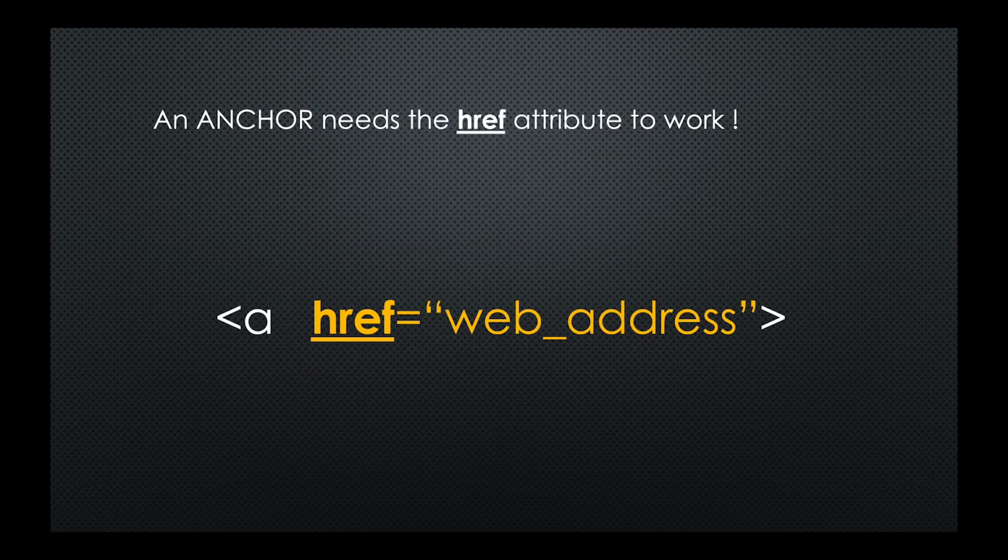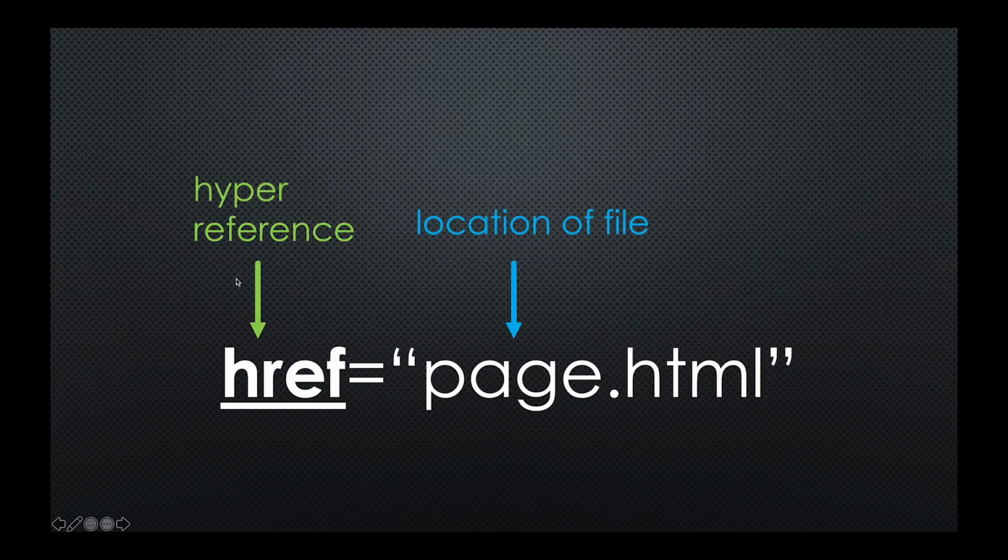An anchor needs the attribute href that stands for hyperreference. The hyperreference is followed by the equal sign and then the value. In this case is the location of the file. You type the name of the file that you're looking for, followed by the extension. The name needs to be precise, if not, the link will be broken.